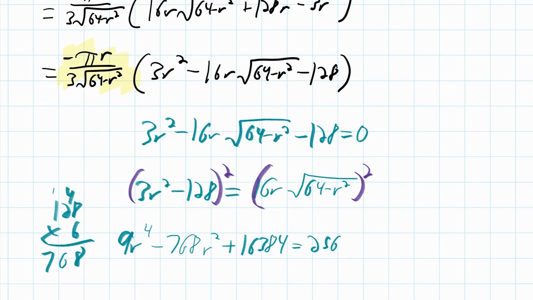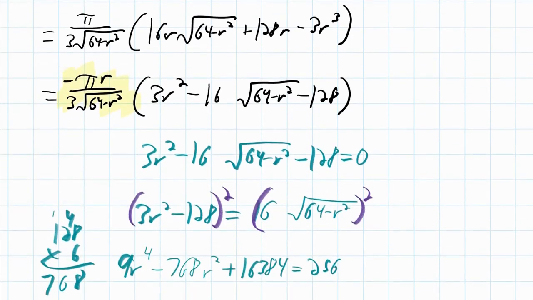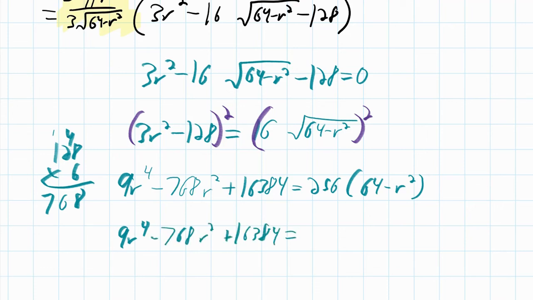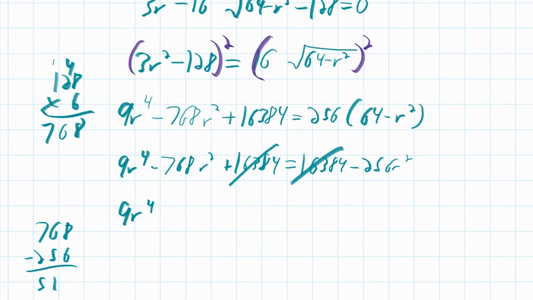Oh, you know what? Sorry, way back up here, I factored an r out, so that r should be away. This r should be away, and this would just be 256 times 64 minus r squared. Whew. Keep going. We're doing okay. We're going to have a 9r to the 4th minus 768r squared plus 16384 equals 256 times 64, which is also, if you check it, 16384, then minus 256r squared. Those can cancel. You get a 9r to the 4th. We're going to do 768 and subtract 256, so I get 512.